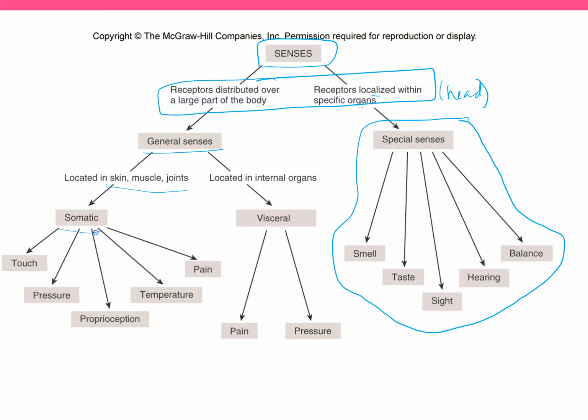Skin, muscle, joints are your somatic. That's going to be touch, pressure, proprioception, which we'll talk about in a minute, temperature and pain. And then your visceral general senses receptors, which are for pain and pressure. And those are for your internal organs. And then your special senses. So again, these are mostly clustered in your specific organs in your head. This is smell, taste, sight, and then hearing and balance. And we're going to go through these in much more detail.